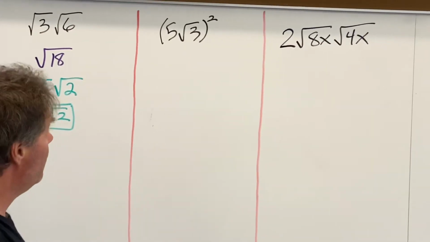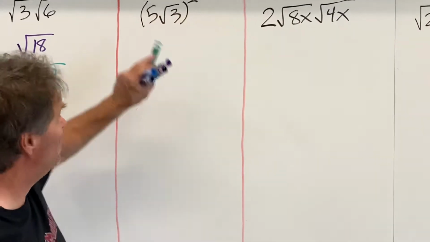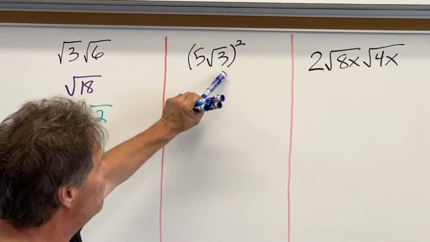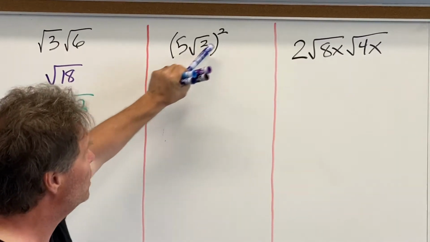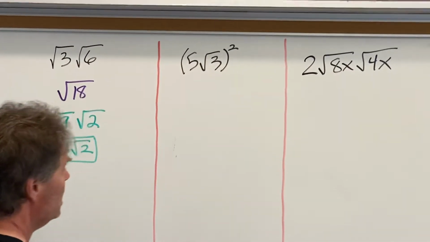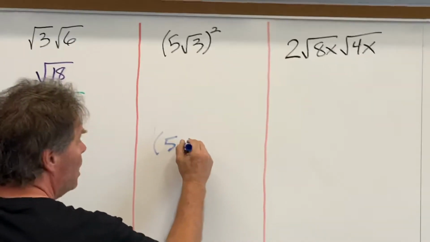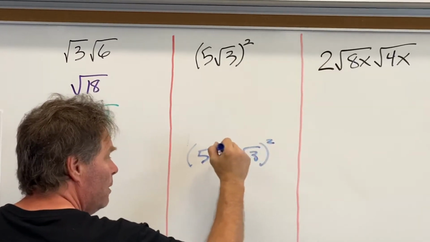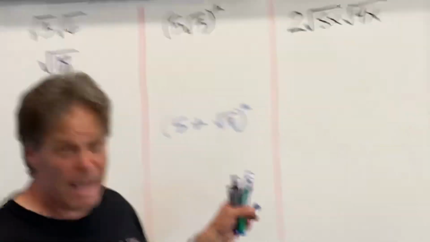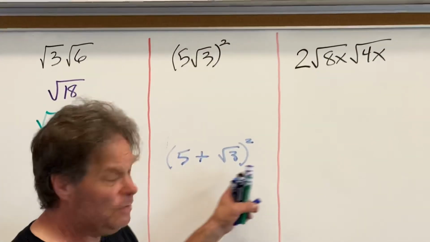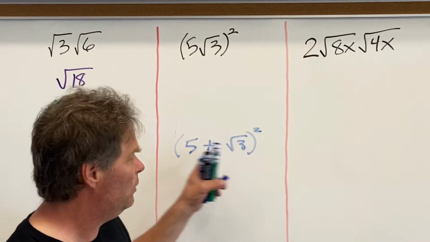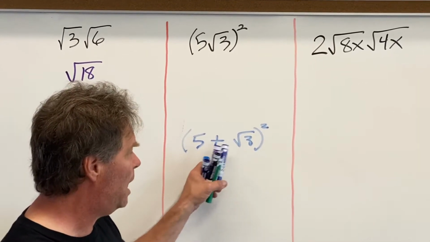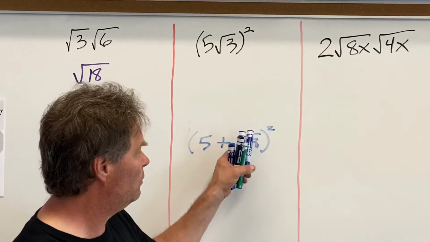Okay. 5 root 3 squared. That means 5 root 3 times 5 root 3. Or it also works this way. If you've got multiplication here, you can distribute the square to each of these. Now, if it was square root of 5 plus root 3 squared, you cannot just go 5 squared plus square root 3 squared. We're going to do that in a little bit, but this is not how you would do this problem. This is a little more difficult because it's stuck by a plus. If it's stuck by a plus or a minus, you cannot just distribute the squares.